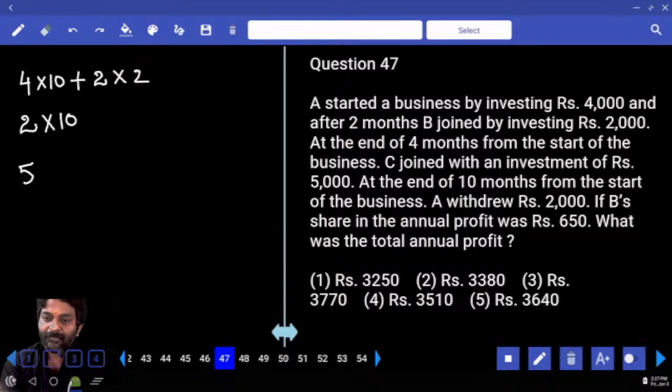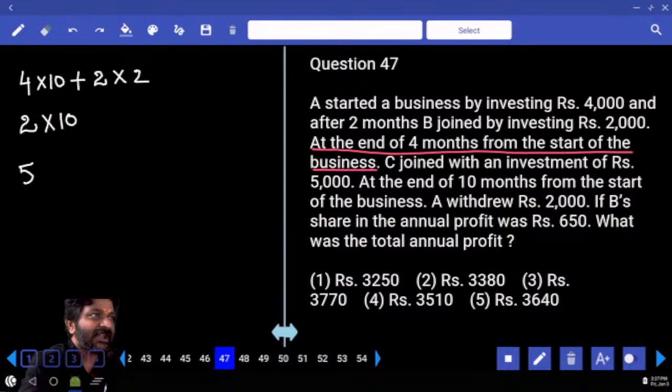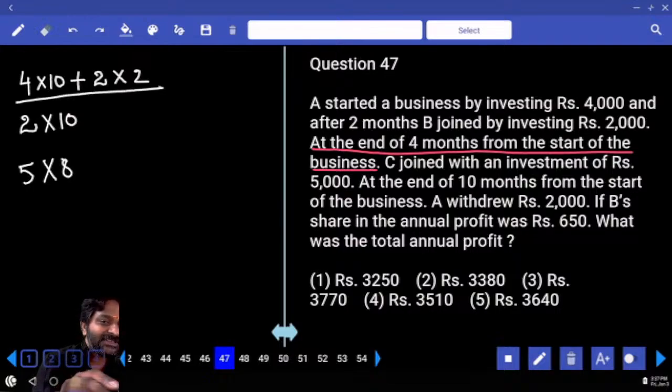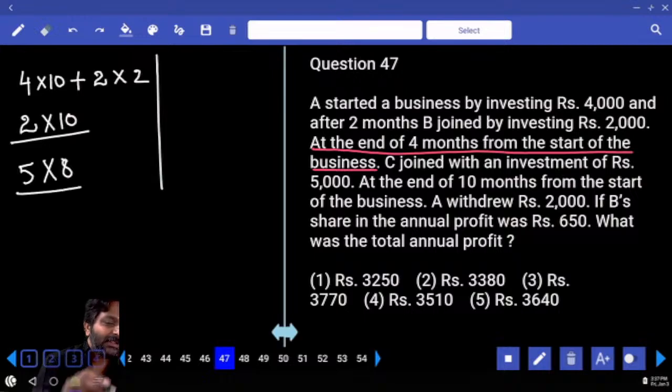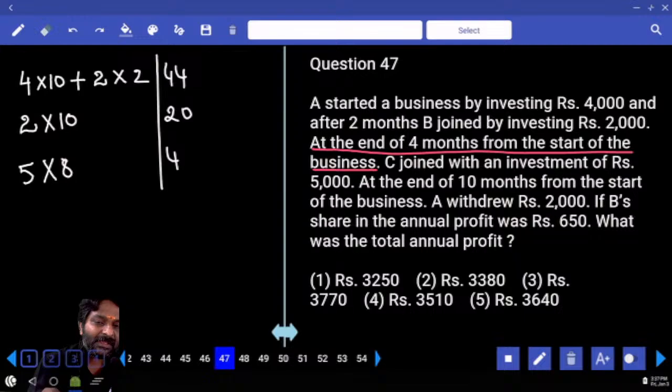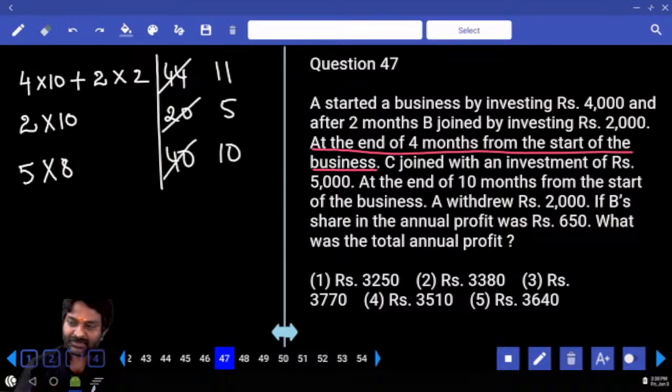When did C join? At the end of 4 months from the start of the business, C joined. So C joined after 4 months. So he'll be there for the remaining. That's all, right? How much is this? 44, 20, 40. Again you can simplify it by 11 times, 5 times, 10 times.